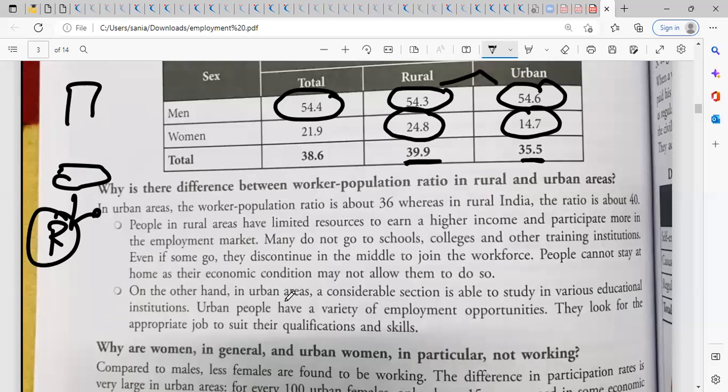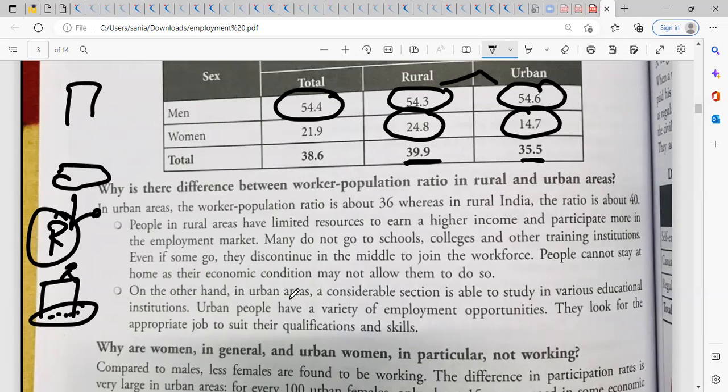But on the other hand, in urban areas most of the people are not poor, right? So for example, a businessman's children will be taking the highest education, doing graduation, masters, PhD, and then they'll think about a job. So in urban areas most of the people are not working, they are focusing more on learning.